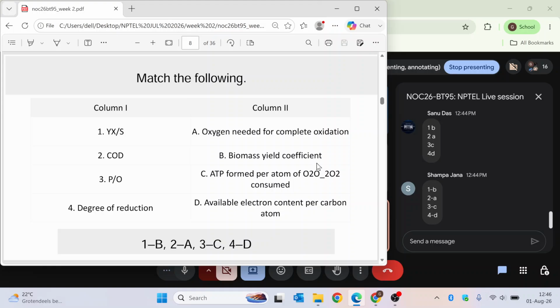So that is an indicative of how efficiently the consumed substrate is converted into biomass. Similarly, YP/S talks about how much of the consumed substrate is converted to a product. And P/O refers to the number of ATP formed per atom of oxygen consumed. In other terms, it is the number of ADP phosphorylated per atom of oxygen consumed. Both are the same because ADP is phosphorylated to become ATP. And degree of reduction, as we saw in the previous slide, is the available electron content per carbon atom.